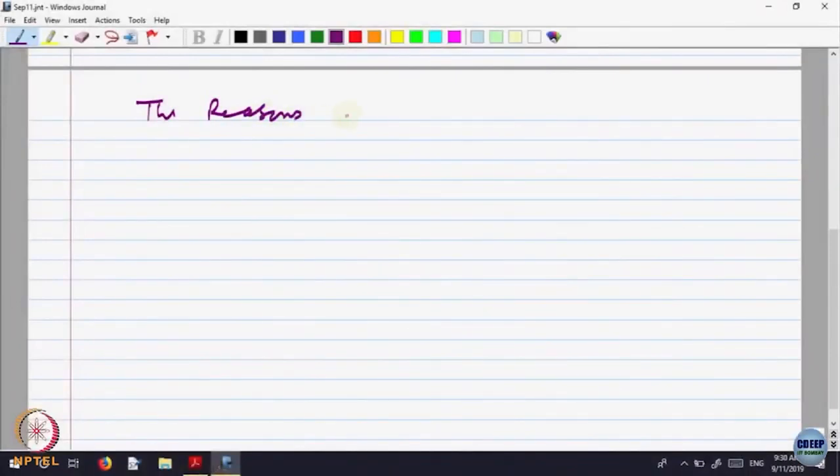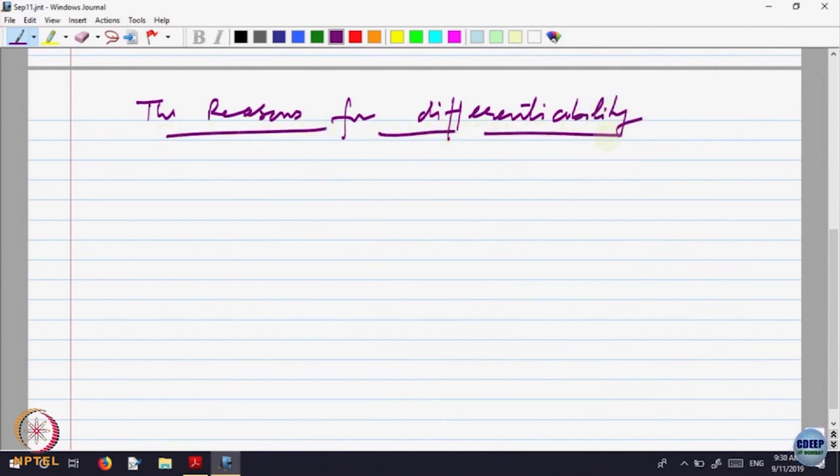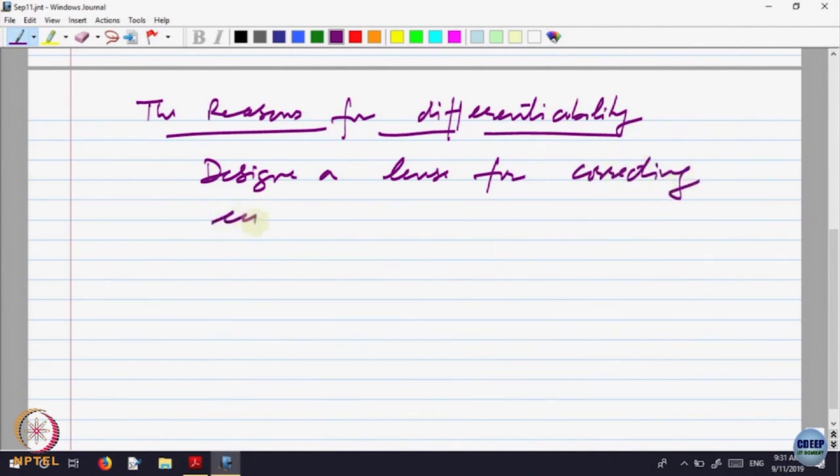For example, the reasons for studying what we call differentiability, or the derivative of a function. Let us look at the problem that you want to design a lens for correcting eyesight.